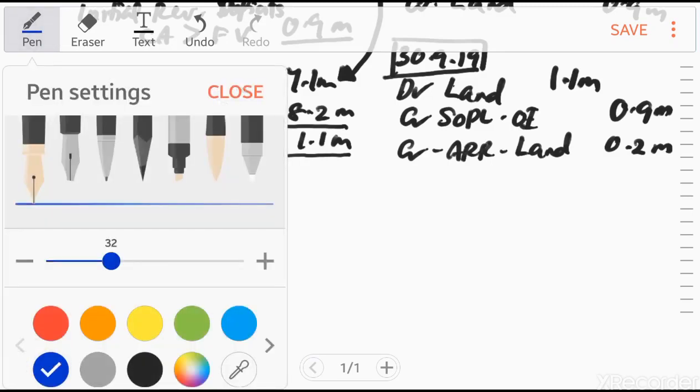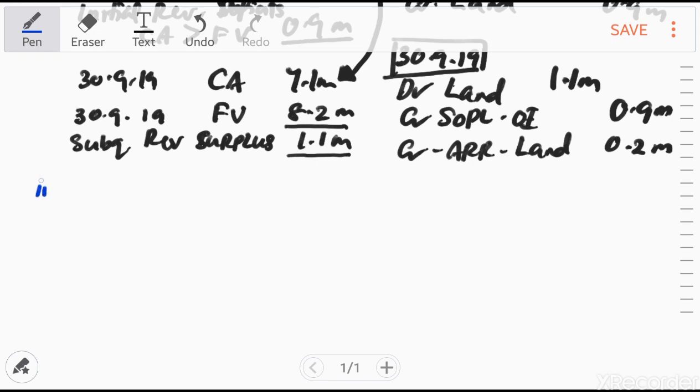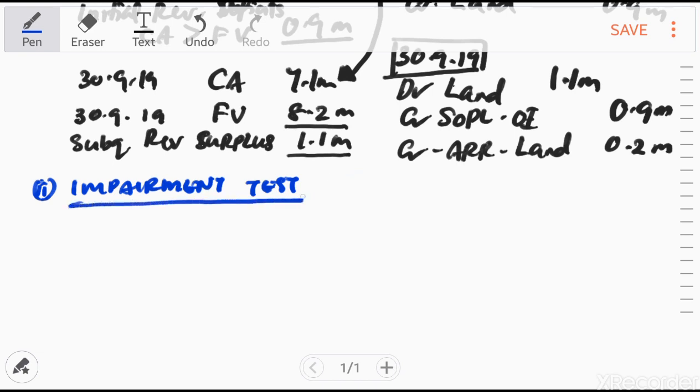Information number 2, which I've mentioned to you earlier, is on the impairment loss that you're asked to calculate. So impairment testing, impairment tests. You want to see whether there is an impairment loss. This one is the impairment loss for factory building A. I put here FBA.